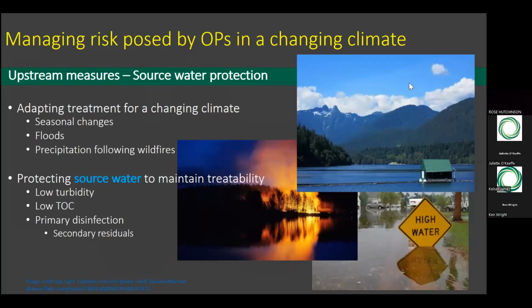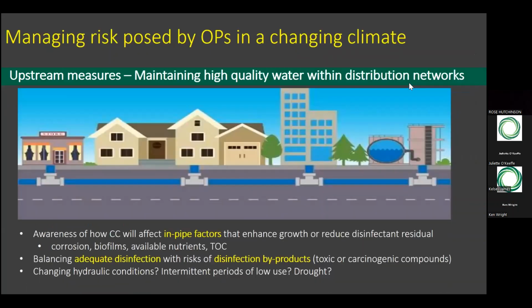So there's going to be upstream measures, including source water protection and adapting our treatment systems and practices for a changing climate. And that's seasonal changes as well as the impact of events such as flooding, precipitation, wildfires. Source water could become more contaminated with turbidity, total organic carbon. And how does that affect, first of all, how we treat that water, how we disinfect that water, and how we maintain secondary disinfection and disinfection residuals in our systems?